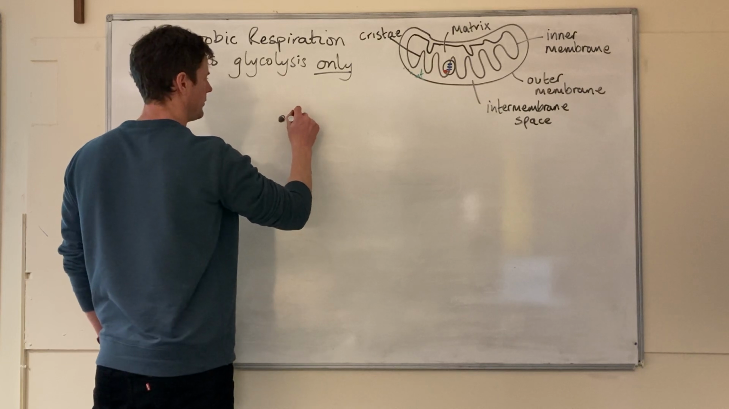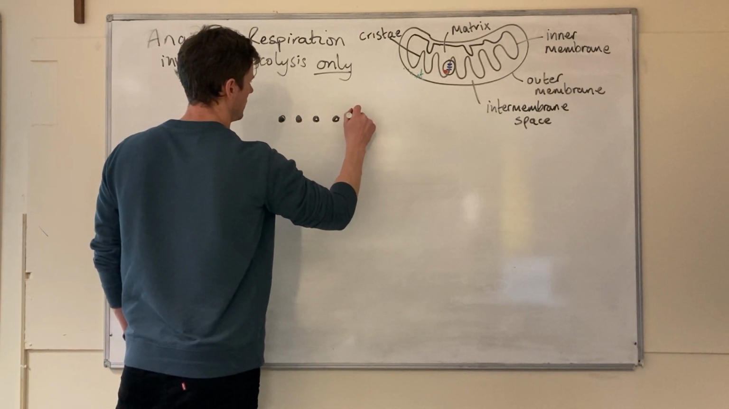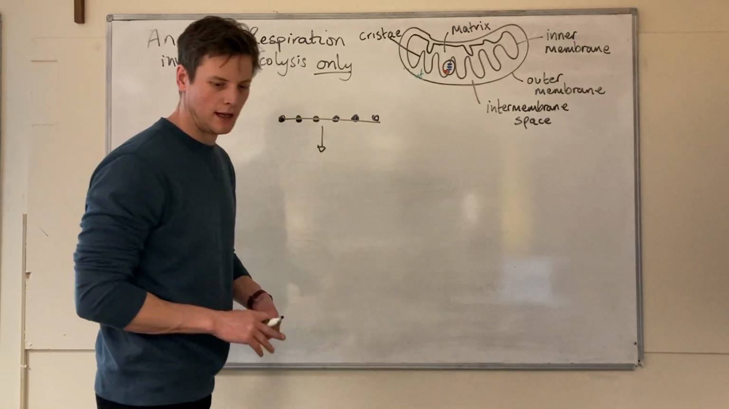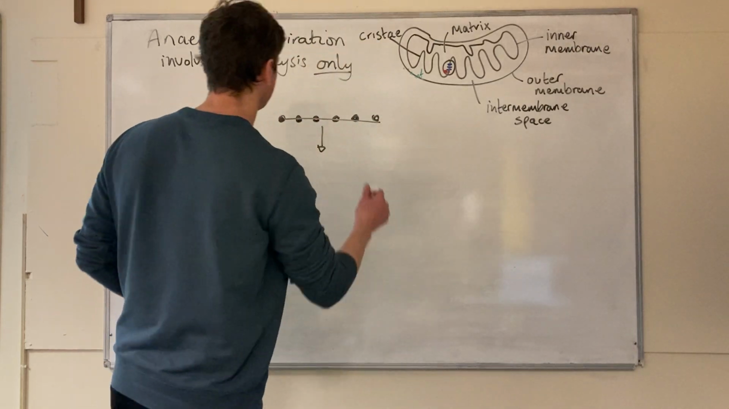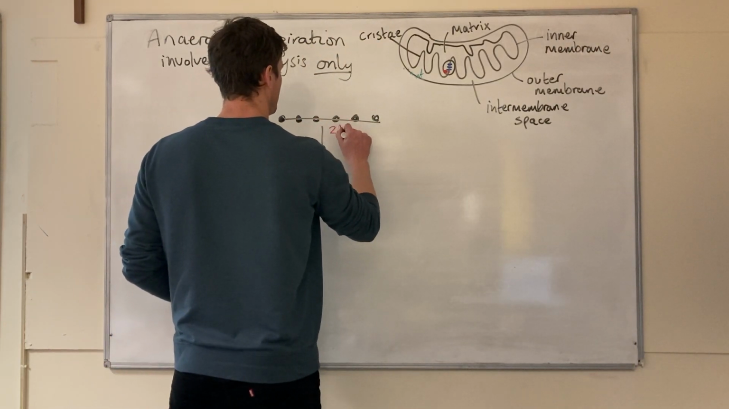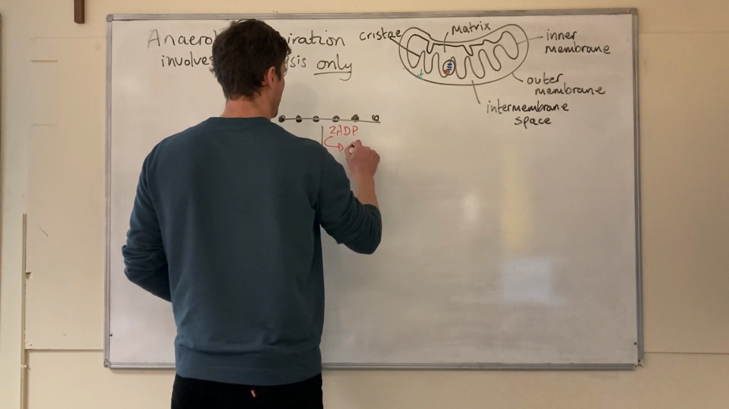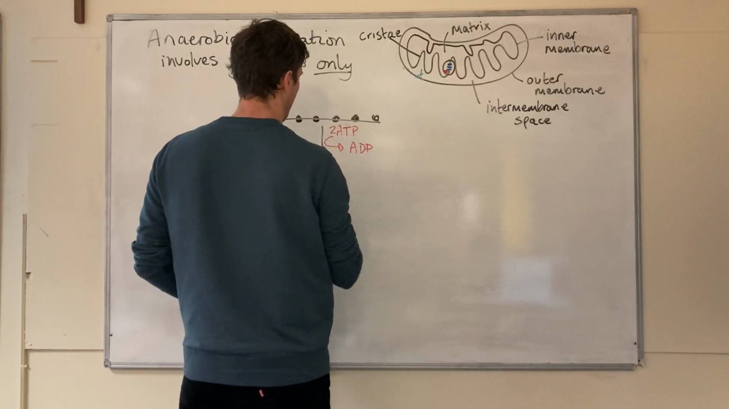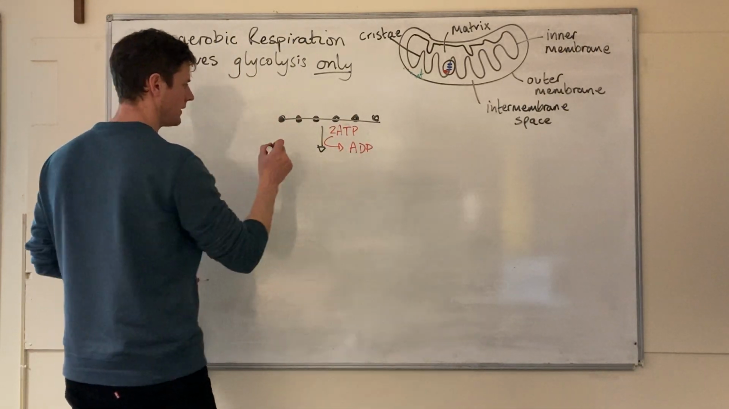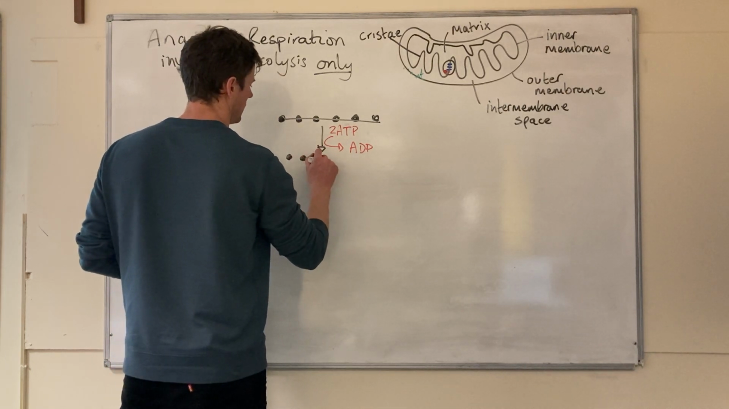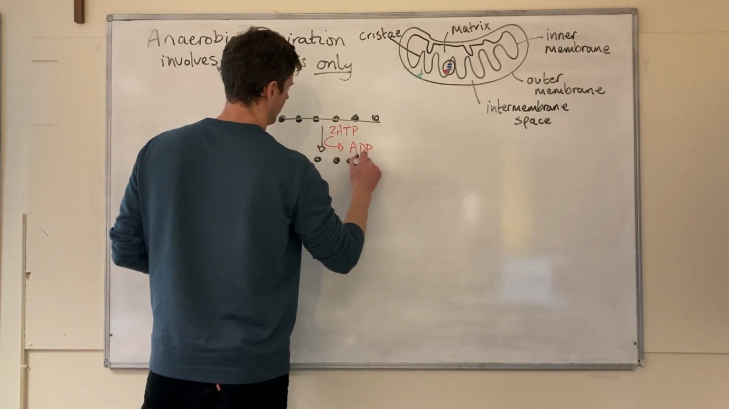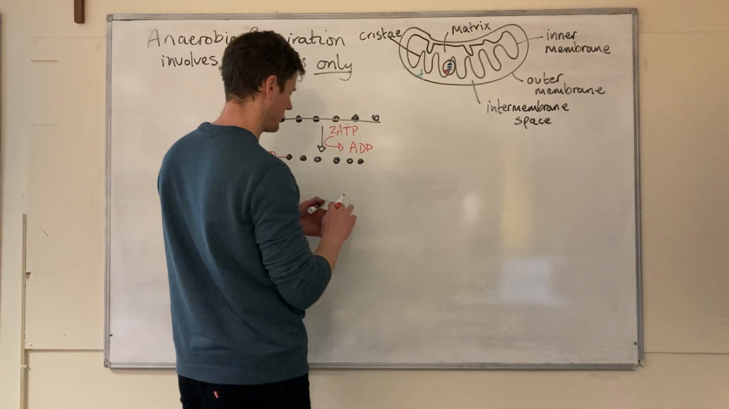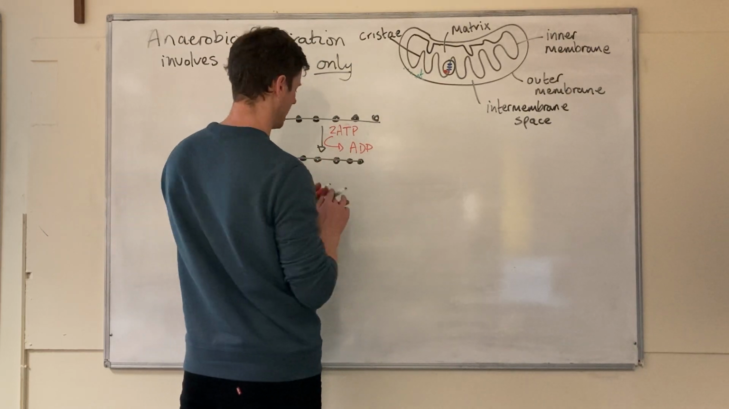We start with that 6-carbon glucose, 1, 2, 3, 4, 5, 6. It undergoes phosphorylation. So 2 ATP donate their inorganic phosphate, 2 ATP to form 2 ADP. And we get that 6-carbon, or the phosphorylated glucose, as it's sometimes referred to. There's a load of different names for this. We'll just refer to it as phosphorylated glucose for now.